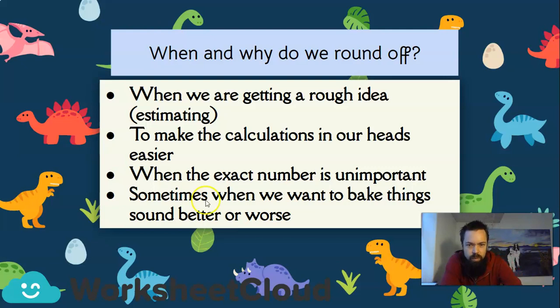Plus, also, sometimes we want to make things sound better or worse. We want to make it sound like our dad's car is cooler, so you can say it's almost 1 million or it's around about 1 million. That makes it sound more expensive than it is.